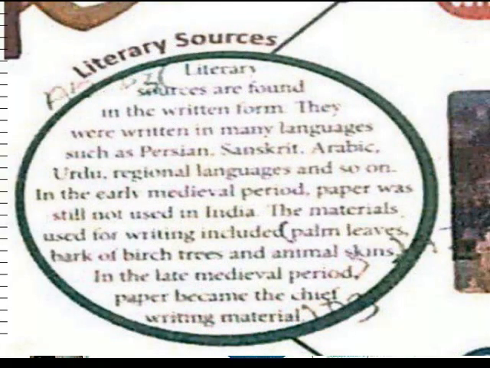Answer 3. Literary sources are found in the written form. They were written in many languages, such as Persian, Sanskrit, Arabic, Urdu, regional language, and so on. In the early medieval period, paper was still not used in India. The materials used for writing included palm leaves, bark of birch trees, and animal skins. In the late medieval period, paper became the chief writing material.